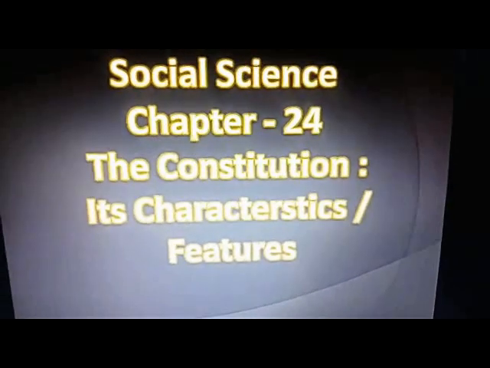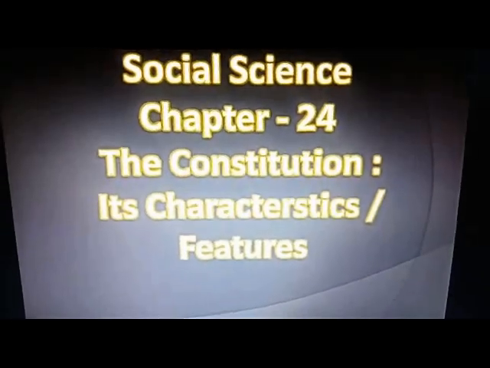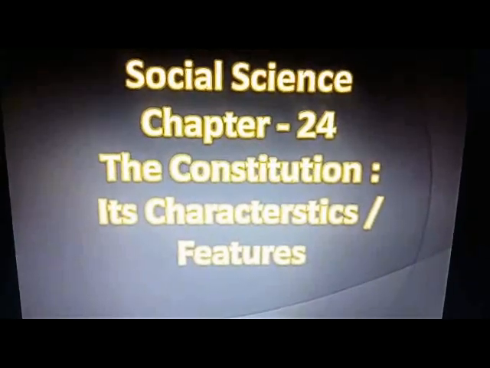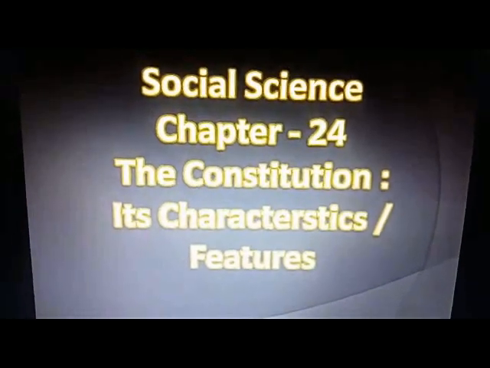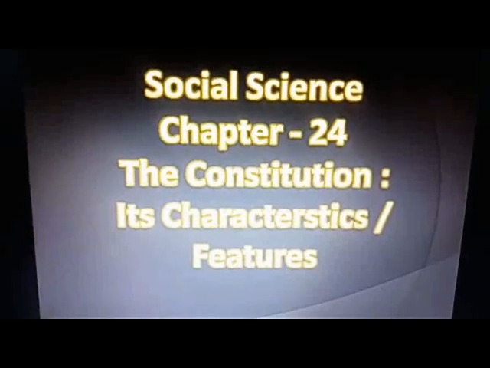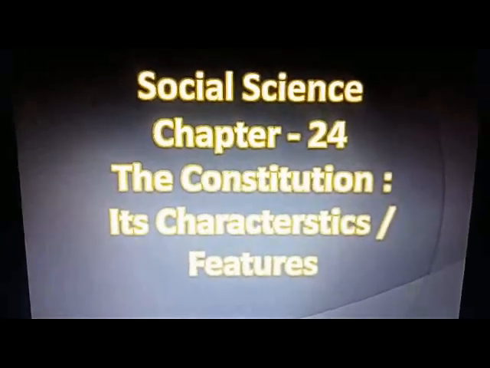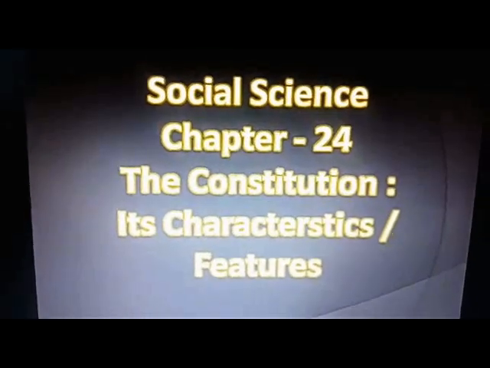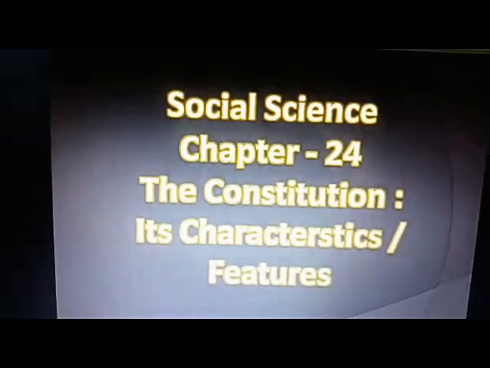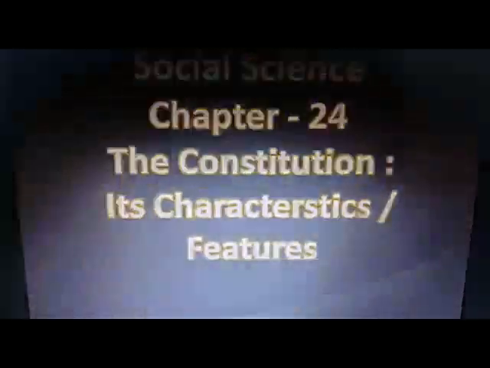So today we'll be learning about the Constitution and its characteristics and features. That is chapter 24 in your civics. Now, what is a constitution? You've already learnt about this in your 7th standard. Let's just recall it once again. For that, let's move to the first slide.